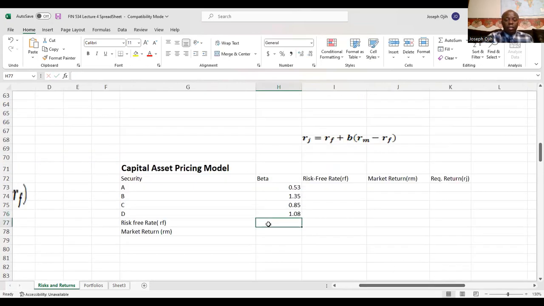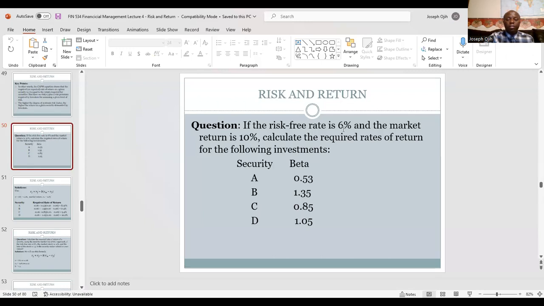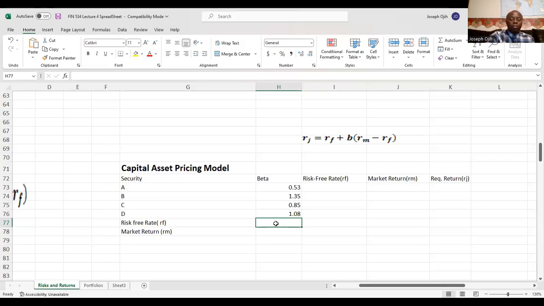Now, the risk-free rates, they give us the risk-free rates. If you look at the question, you see that the risk-free rate is 6% and market return is 10%. The risk-free rate is 6%, which is 0.06, and market return is 0.10.